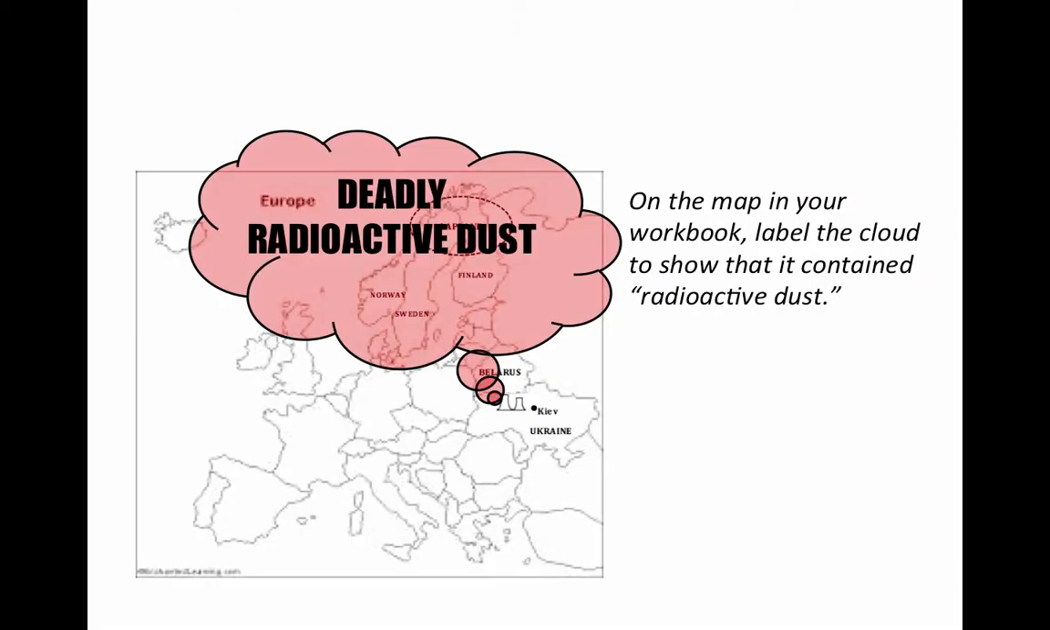On the map in your workbook, label the cloud to show that it contained radioactive dust. You can even label it deadly if you want to. If you need time, please pause this video.